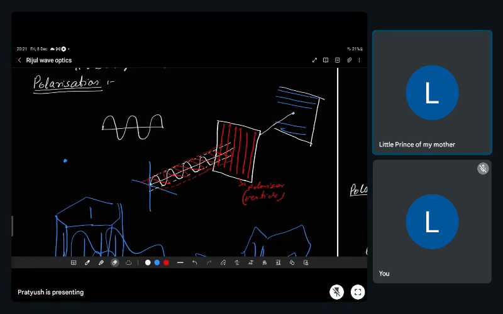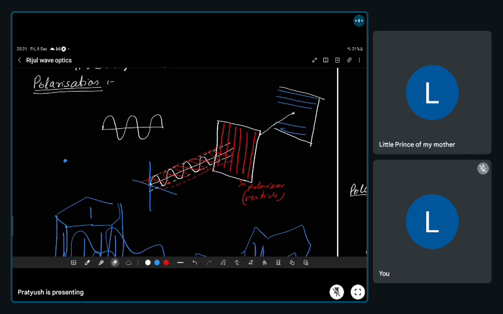Yeah. Light is produced because of vibration of electrons. Now, an electron can vibrate in any direction. Getting it? It can vibrate here, here, here, here. Anywhere it can vibrate.